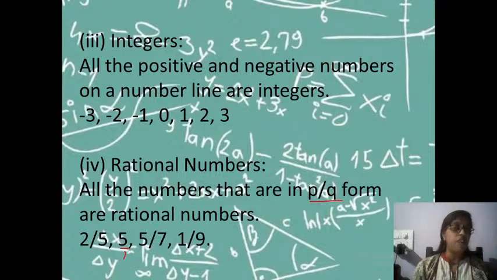So it is a rational number, because in a rational number Q should not be equal to 0. Understood? So 5 by 1 is a rational number. So in 5 by 7, where we have a numerator and the denominator, and even 1 by 9 are rational numbers. Understood? And all these numbers are in fraction form. You know what fractions are, right? Where you will be having a numerator and the denominator.